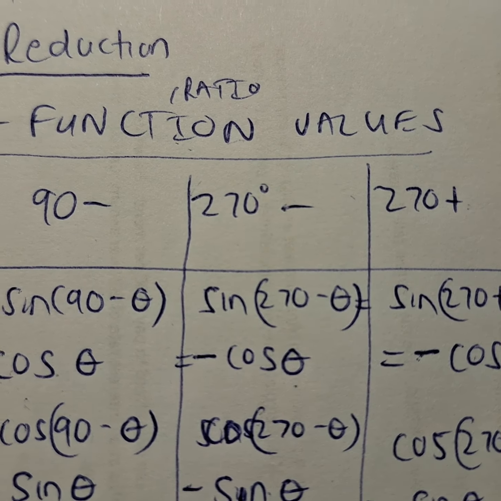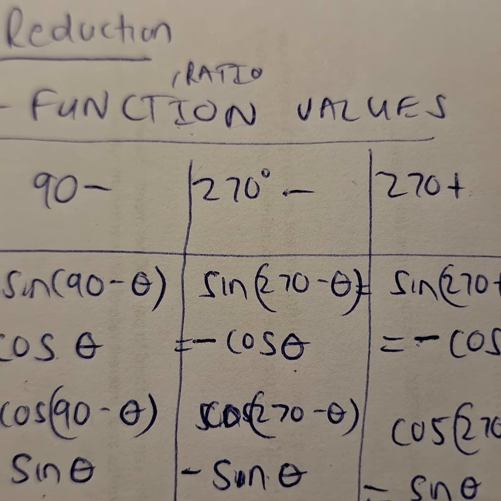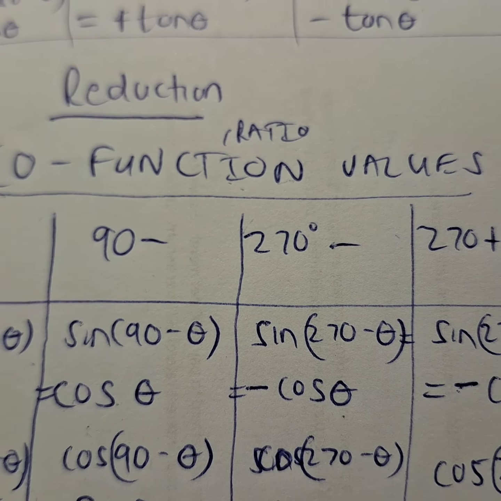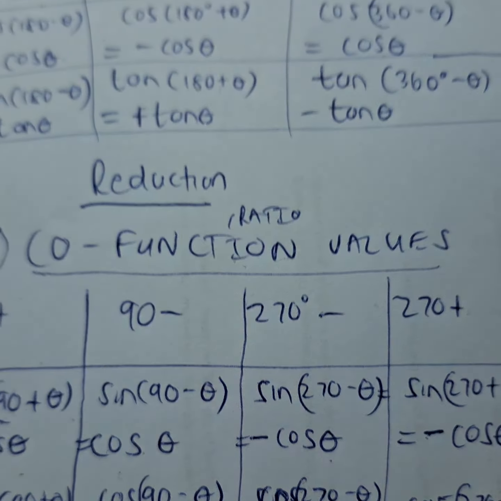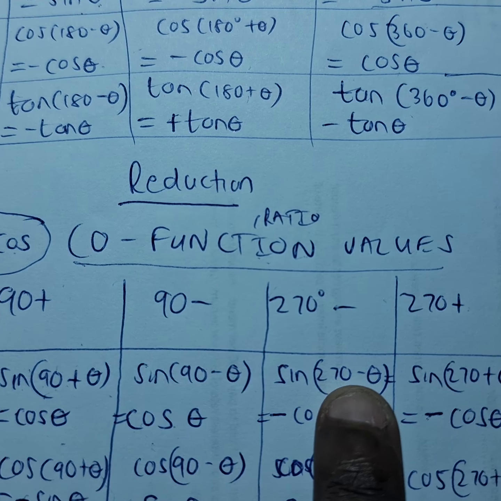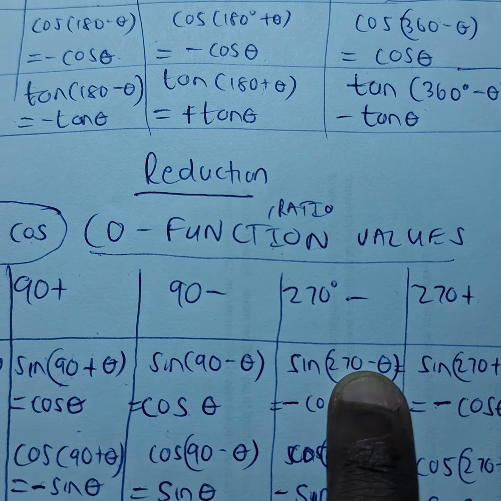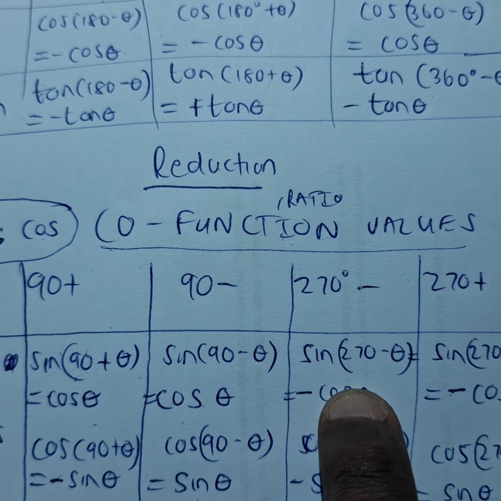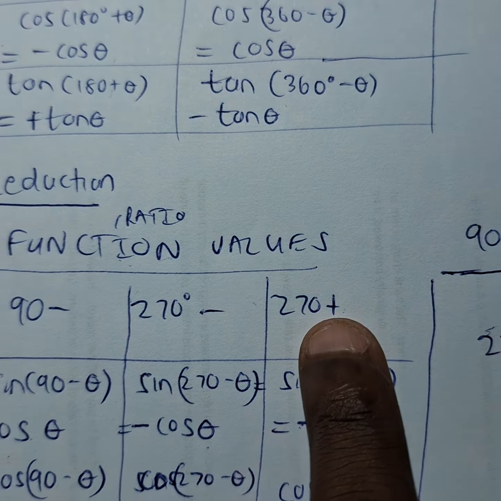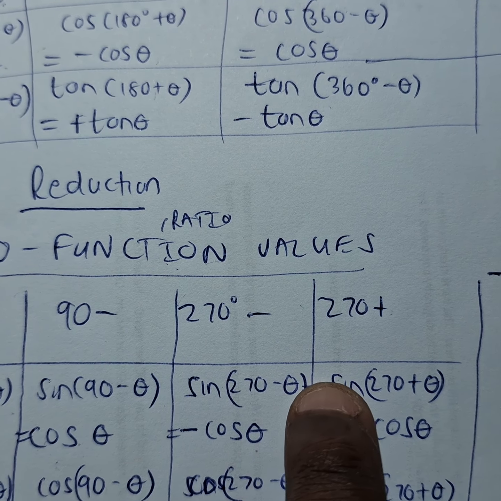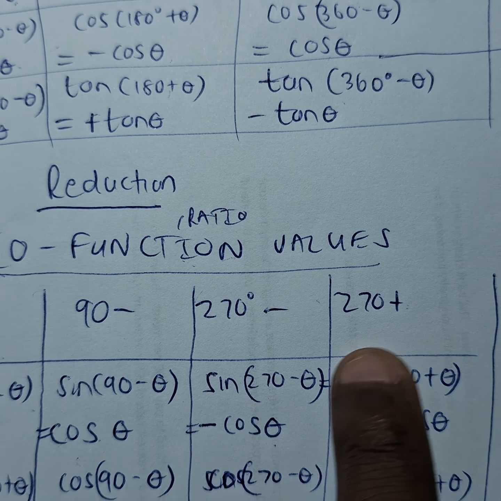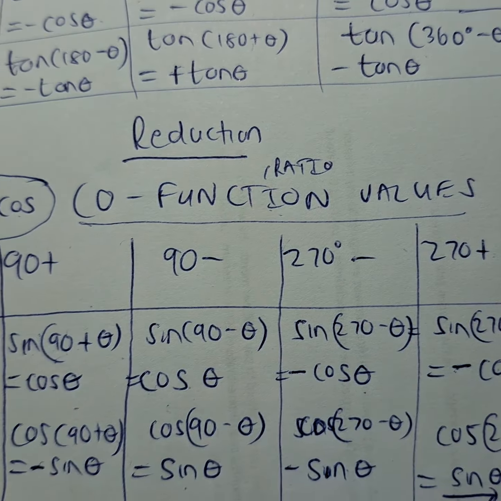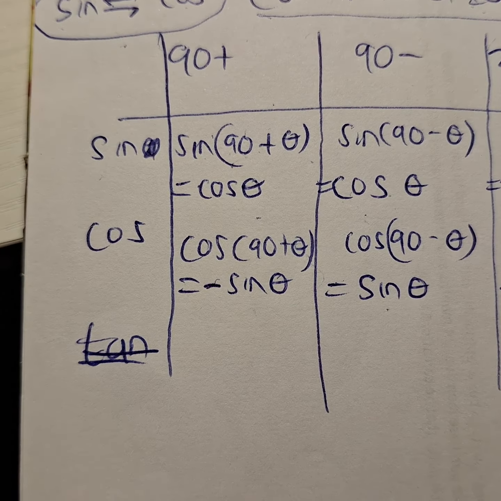Then sine of 270 minus theta, no different. 270 minus theta is in the third quadrant. How is sine there? It is negative. Then we write the co-ratio, which is cos theta. 270 plus theta is in the fourth quadrant. How is sine? It's negative. Then we write the co-ratio, which is cos theta. So this is the repetition.